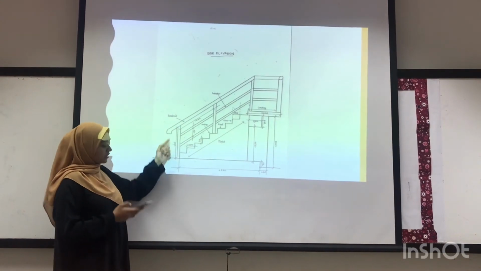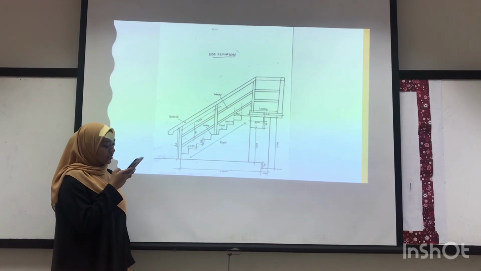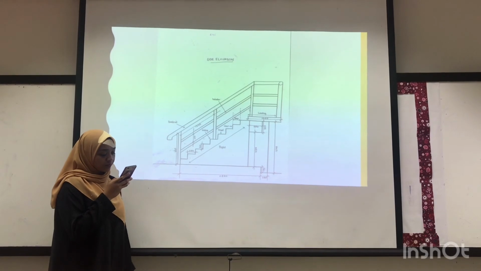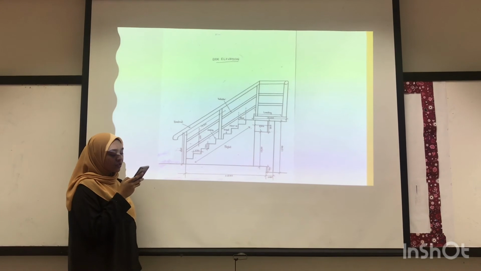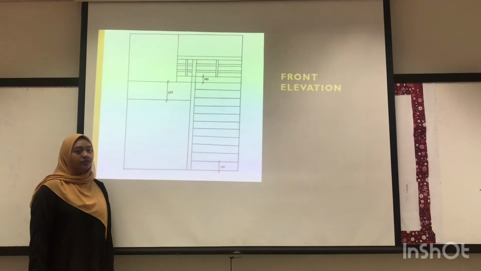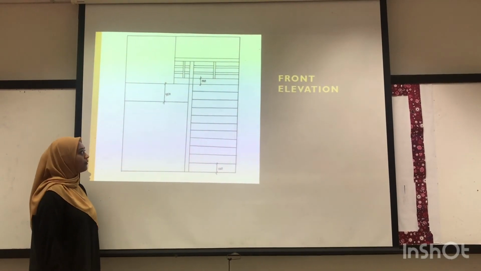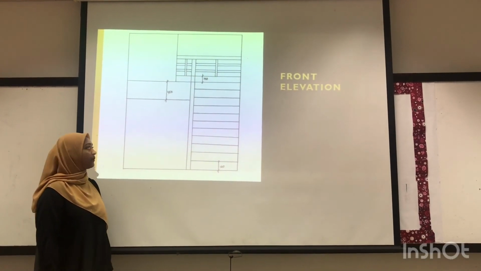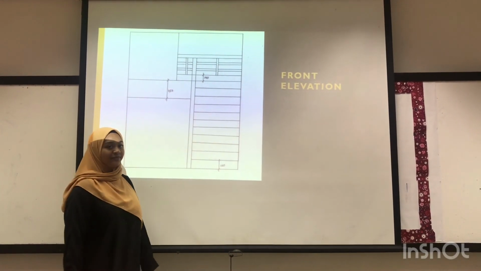This is the handrail. The handrail is 1,330 millimeters, constructed using metal. And this is the baluster. The row of horizontal and vertical balusters is called a balustrade. So this is the beam. The beam thickness is 450. The beam function is to support the load from the landing, and the thickness of the landing is 190.